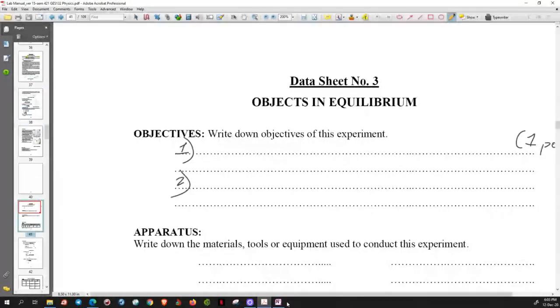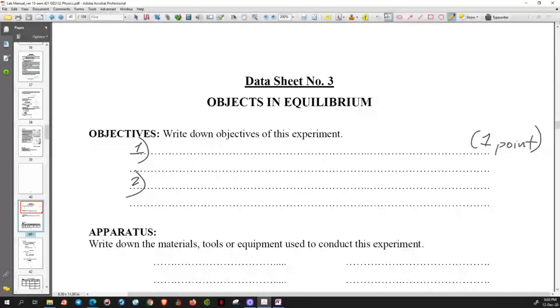So how do you write the objectives? Let's start with the keywords. Okay, let me go with my typewriter and type the keyword. To observe, for example. Observe is a keyword or an action word for the objective. What else? To study. Okay, let me write the second keyword here. To determine, or you can say to find, or you can even say to calculate, because these are action words which we do in the experiment.